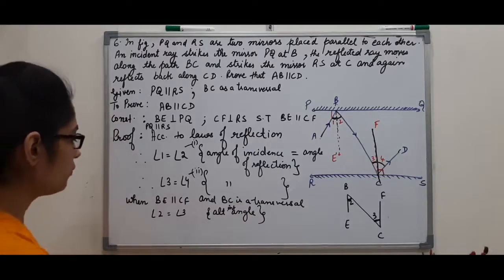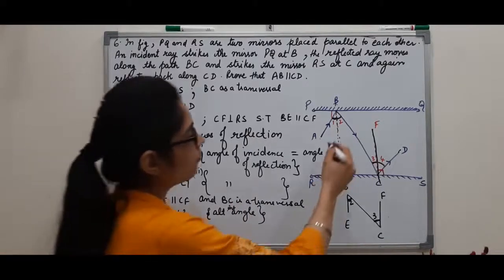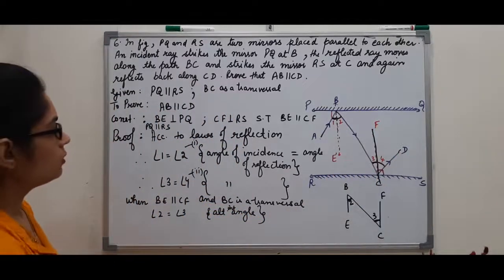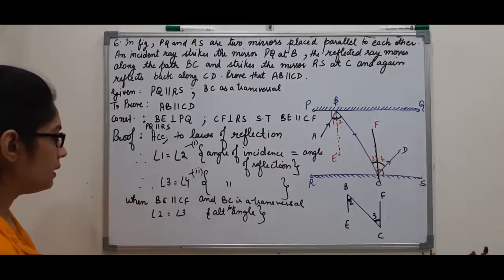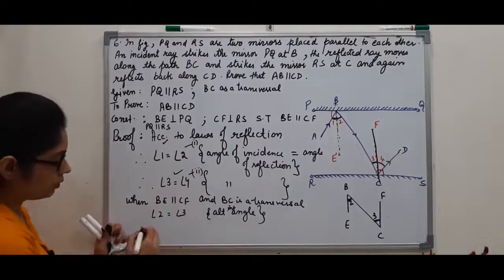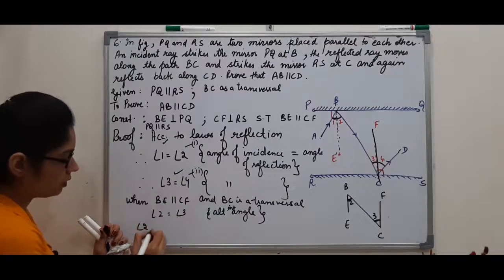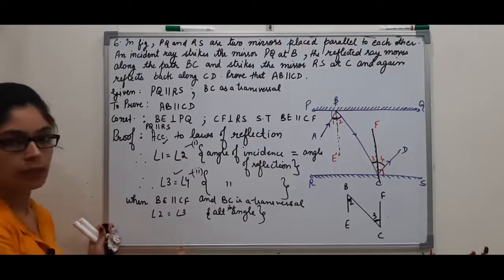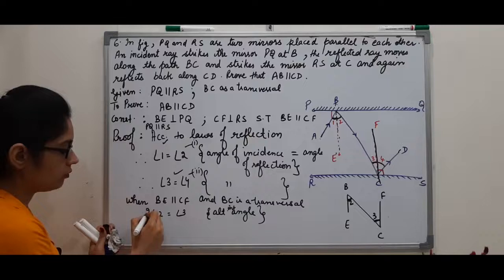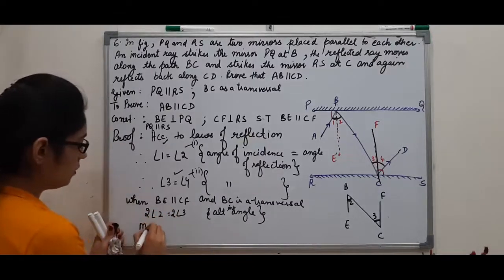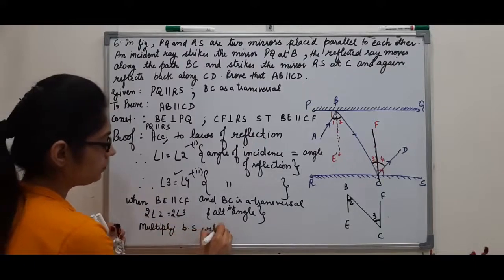Now we have to prove that AB is parallel to CD. So we know that angle 1 is equal to angle 2 and angle 3 is equal to angle 4. This thing we already know. So here what we'll do, we'll just multiply this equation with 2, both the sides. We can mention also, multiply both sides with 2.